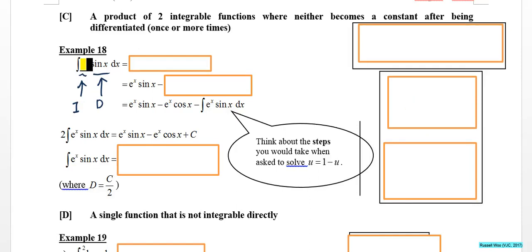Suppose I choose to integrate this. So I integrate e^x, I keep sine x, minus integrate I D. That means I integrate e^x, I still get e^x. Differentiate sine x, I get cosine x.